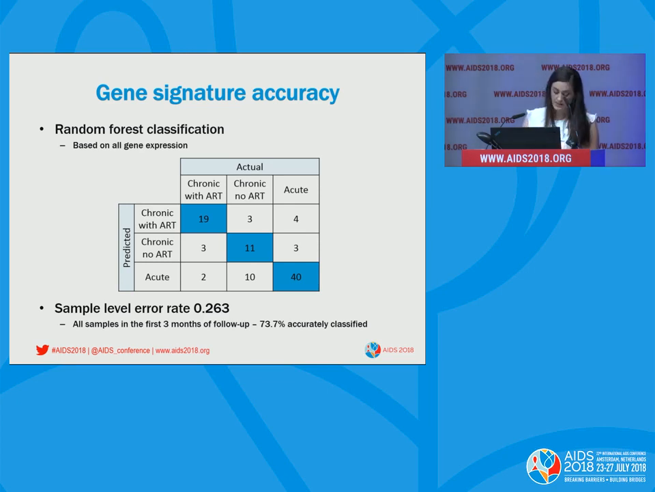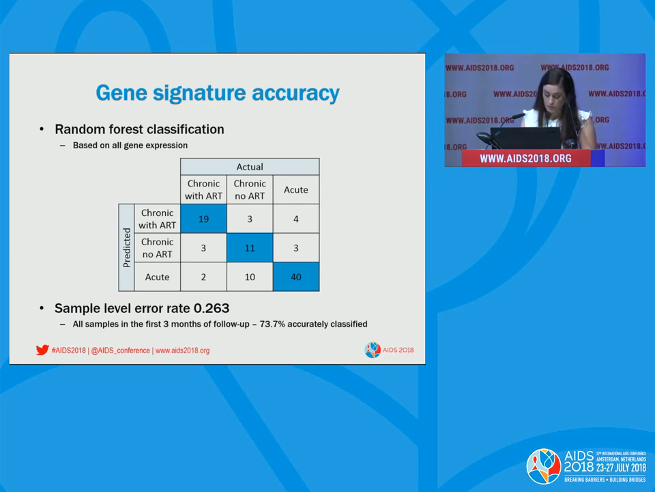Included in this analysis, we defined any sample collected within the first 3 months as acute. The rightmost column contains our 47 acute samples, with 40 being accurately identified as acute, and the bottom row contains 52 samples that our signature classified as acute. So there are 12 misclassifications, with 10 of those being chronic untreated infection, which is the major recurring issue for incidence assays, and it's even difficult to distinguish at the transcriptomic level.